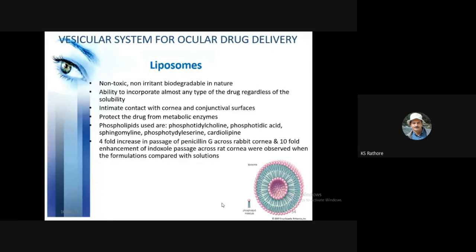A fourfold increase in passage of penicillin G across rabbit cornea was found. This comes from a study of liposomes, which looked at how much the drug passage is enhanced when studied on rabbit cornea. We find that many folds of penetration are achieved when you compare the formulation with the solution.